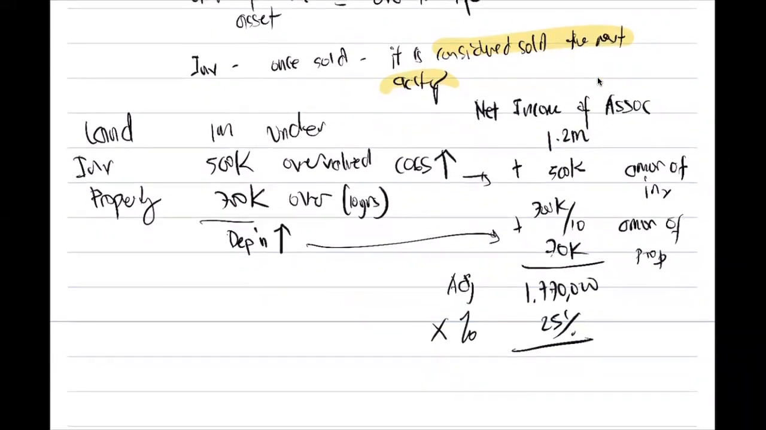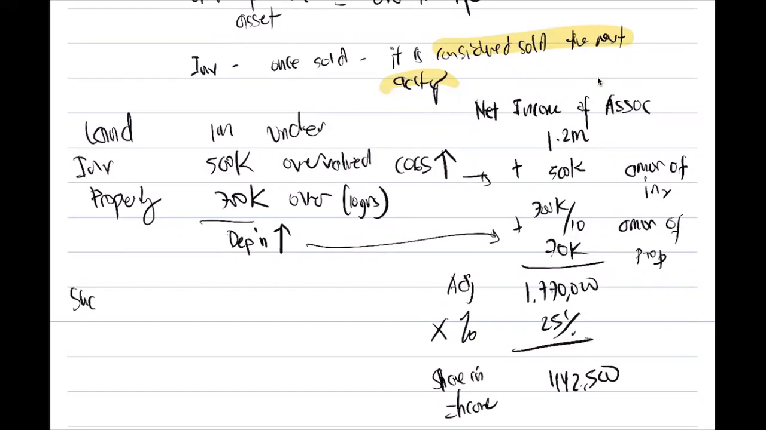We have your income or share in income amounting to 1.77 times 0.25. We have 442,500. Or sometimes what they do is like this.